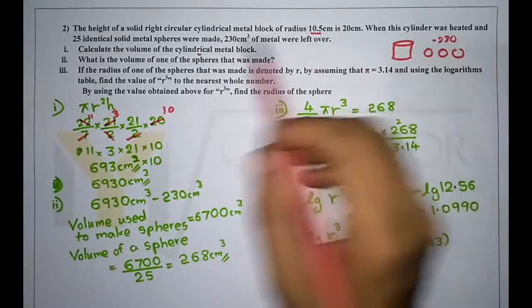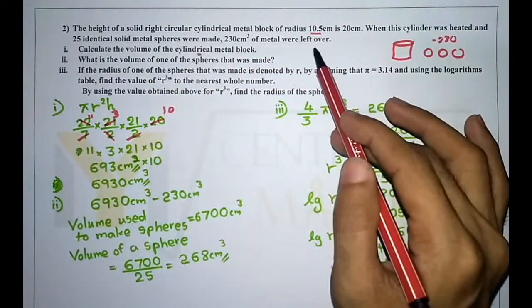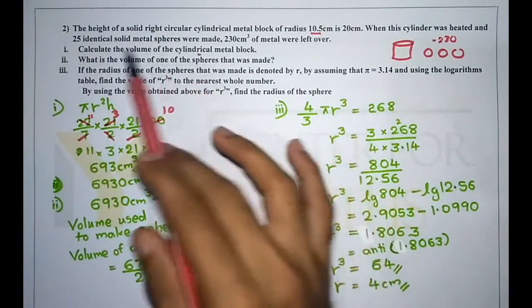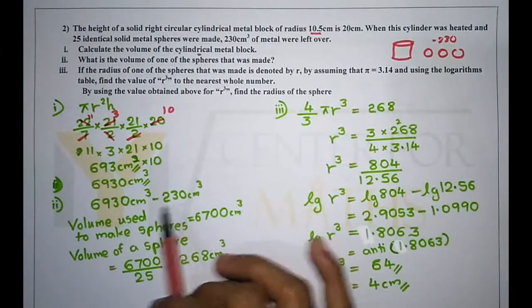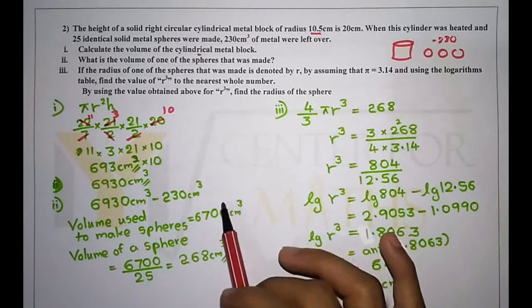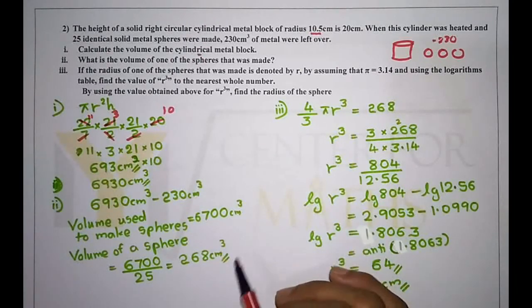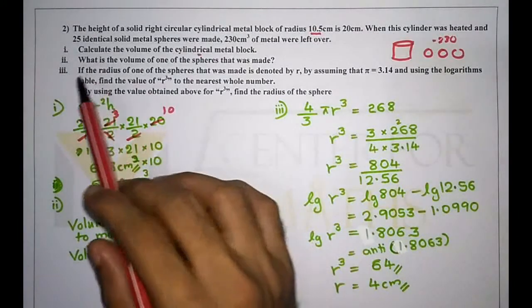And now they are saying that when this cylinder was heated and 25 identical solid metal spheres were made, 230 of metal were left over. So the second question is about the volume of one sphere. To calculate it, first we have to subtract the remainder 230. Then we will get the volume used to make the spheres, that's 6700 centimeter cube. Then to calculate for one, we just divide that by 25. Then we will get 268 centimeter cube as the answer.